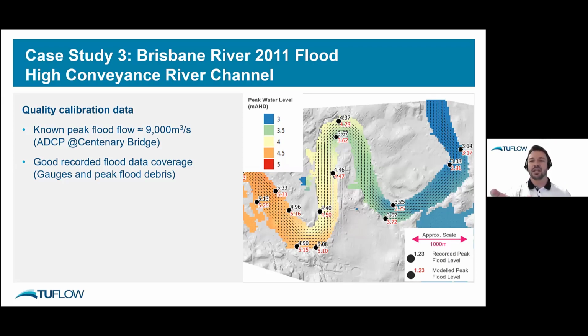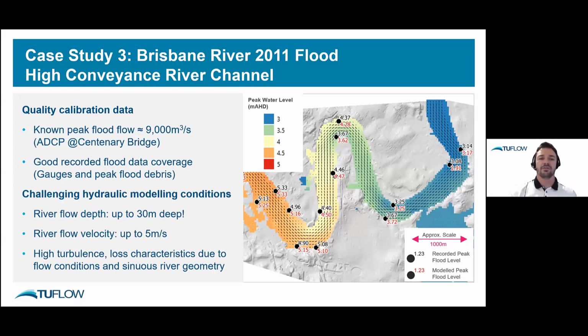This is just a small segment of the river where there's, I'd say, around a dozen recorded peak water elevations, and also a gauge level in there. More broadly, there were hundreds, if not thousands, of recorded marks. So very good data to base it on.